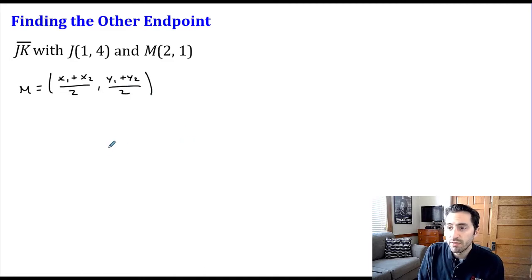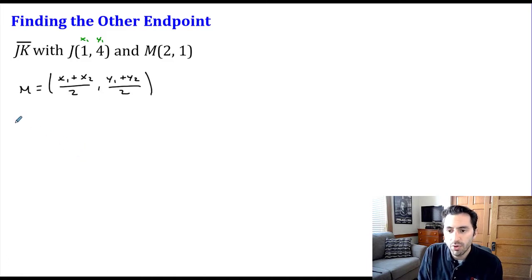So what I'm given here, I know J, so I can say that this is x1 and y1, but I don't know x2, y2. So that's the information that I want to find. We have two ways to do this. I'm going to show you how to do this algebraically, and I also want to show you how to do this with a graph. So let's start with the algebraic method.